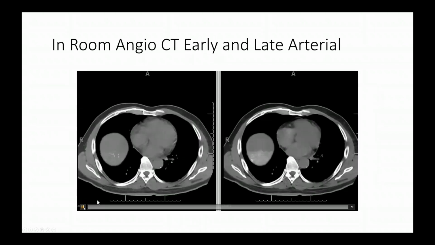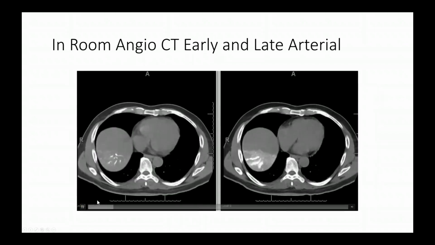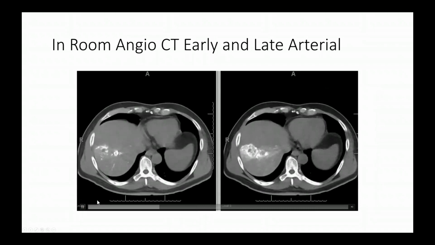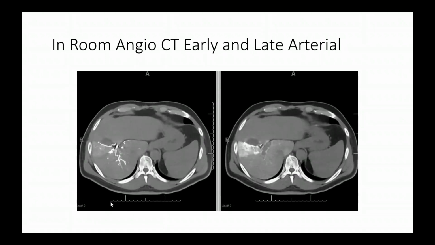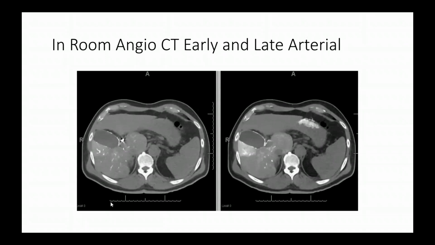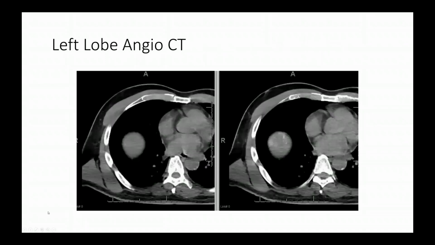So we did this in-room. This is a diagnostic angiography. This is an in-room CT, and you can see the tumor on the early arterial and late phases. You can actually get 2 phases with 1 injection, and you can see extension of the tumor into the portal vein at that time. It's very important, I think, to do the in-room imaging to make sure you've covered everything.